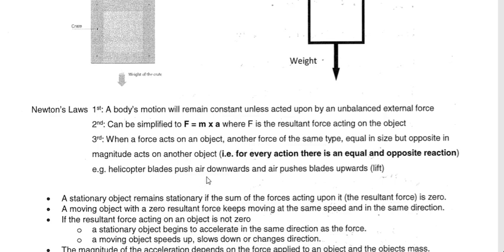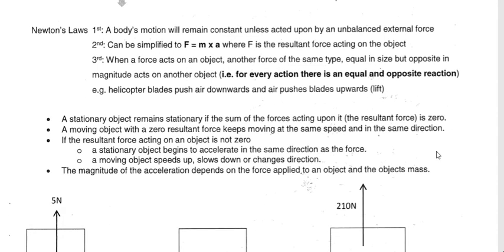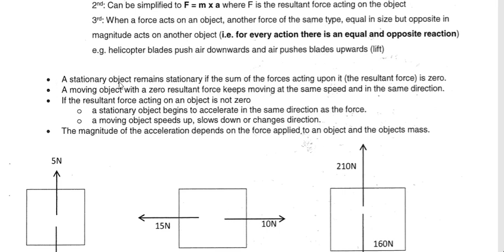For example, helicopter blades push air downwards and air pushes blades upwards. Lift. A stationary object remains stationary if the sum of the forces acting upon it, the resultant force, is zero. A moving object with a zero resultant force keeps moving at the same speed and in the same direction.